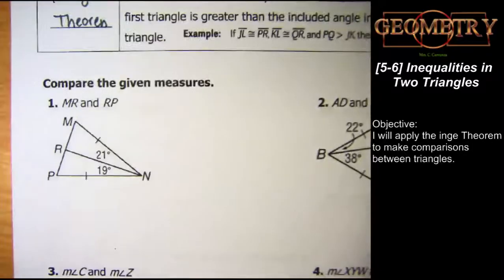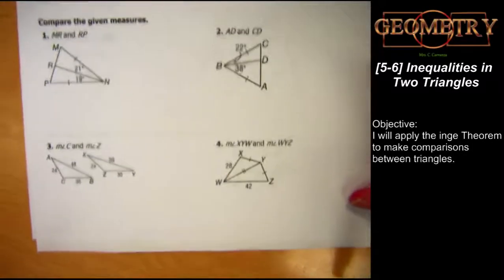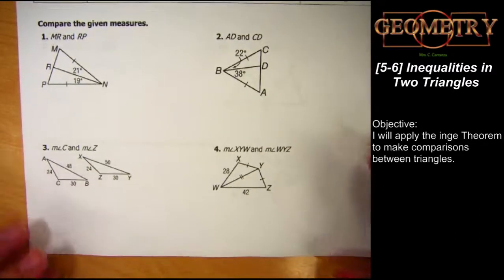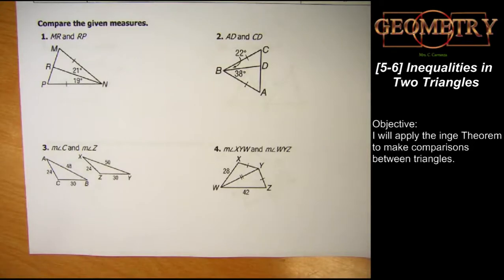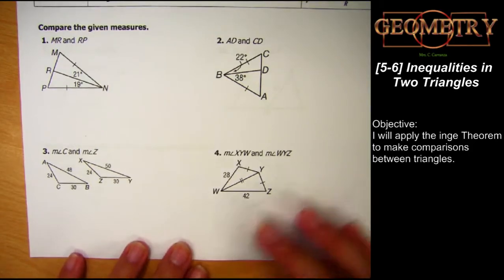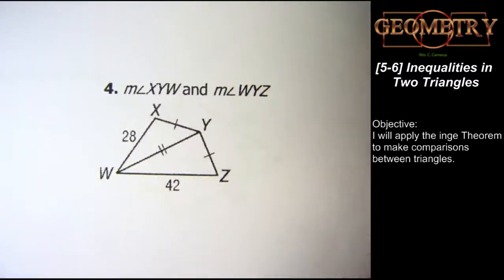Let's go ahead and jump straight into our examples. Let's look at your choice, 1, 2, 3, or 4. What were the names of the theorems? Hinge theorem is the first one, and converse of Hinge theorem is the second one. Number 4 is being requested. All right, we're going to look at number 4.